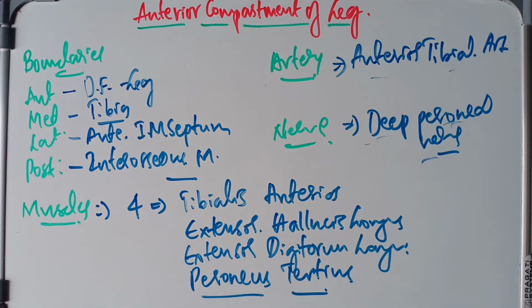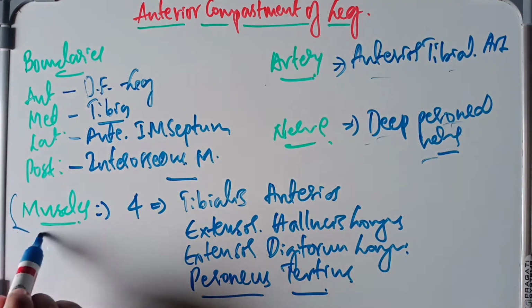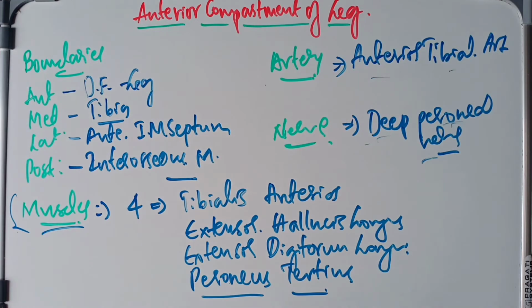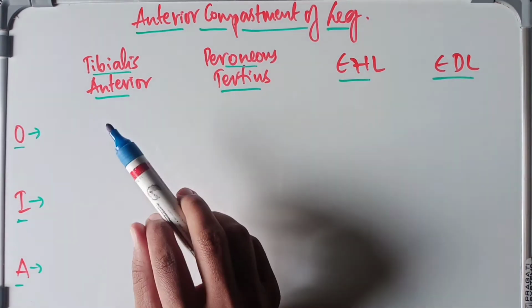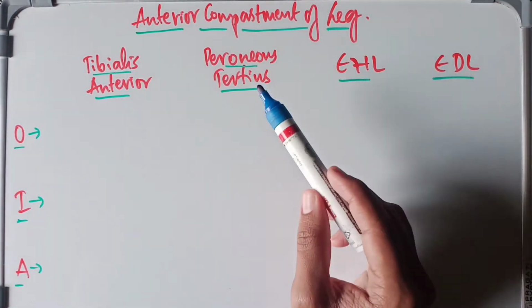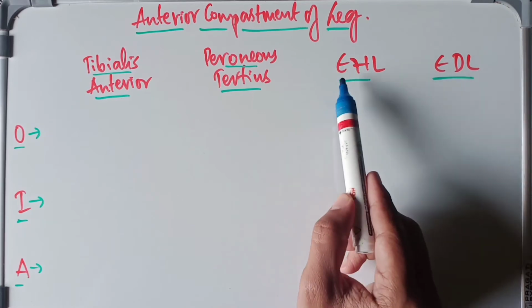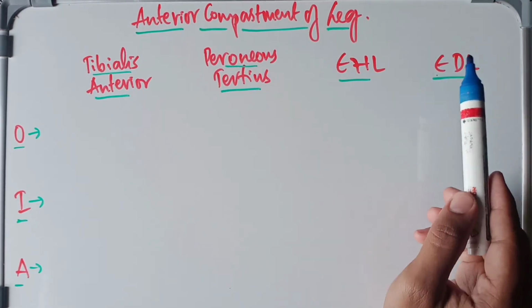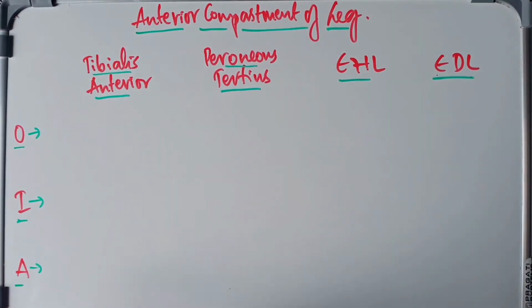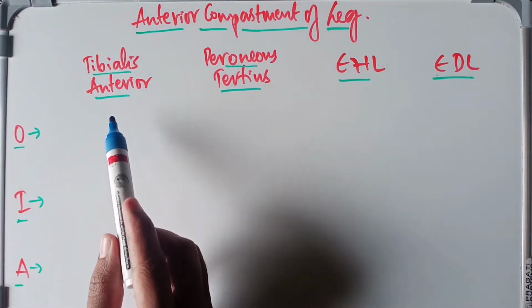So stick to the video till the end. We are going to discuss the muscles in terms of origin, insertion, as well as action. So these are the different muscles of the anterior compartment of the leg: the tibialis anterior, peroneus tertius, extensor hallucis longus, as well as the extensor digitorum longus. So basically I will be beginning with the tibialis anterior.